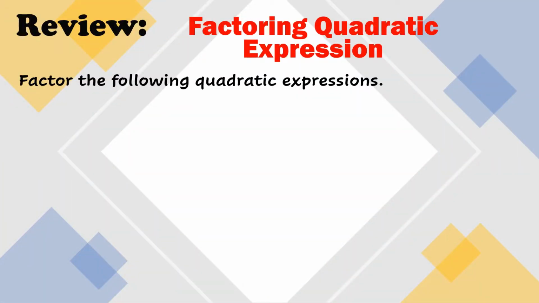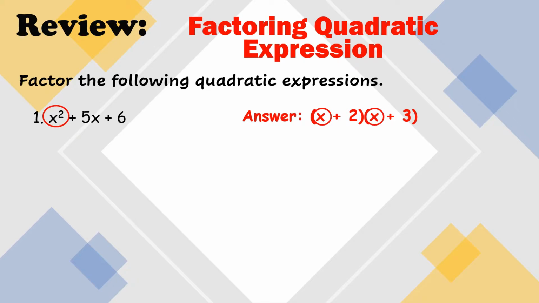Now let's have factoring quadratic expressions. Factor the following quadratic expressions. Let's have x squared plus 5x plus 6. We all know that when you factor quadratic expressions like this, the factors will be composed of two binomials. For this one, we will have x plus 2 times x plus 3, where in your two binomials, the first terms are from the factors of x squared, which are x, and the second terms of your binomials are from the factors of 6.